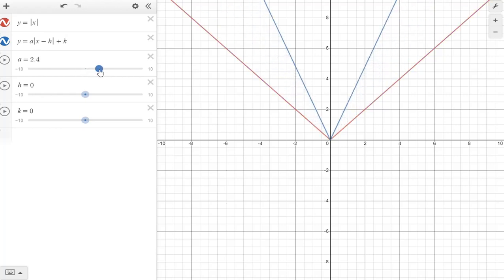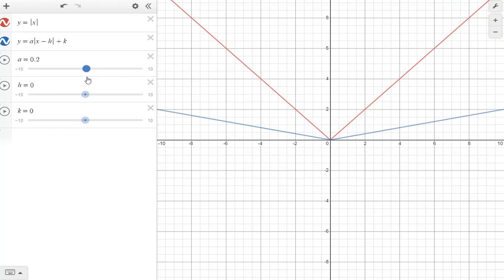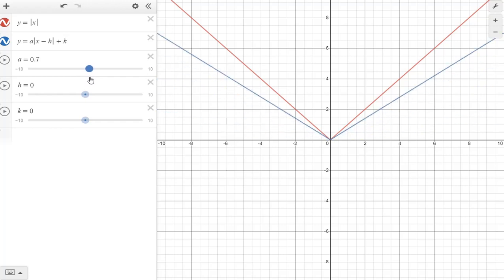Now notice what happens when the a gets bigger. See how the graph gets skinnier? It's getting stretched. And if I go down below 1, you'll notice how now it's going to get fatter, wider. That's a compression.